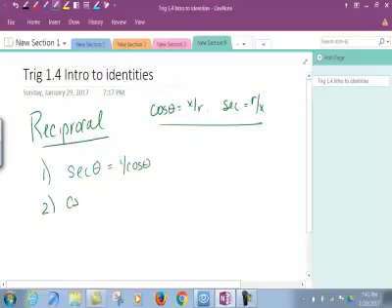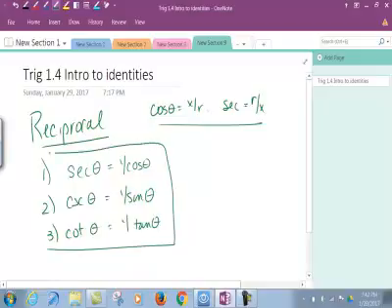Likewise, the cosecant of theta is equal to 1 over the sine of theta, and the cotangent of theta is equal to 1 over the tangent of theta. Okay? So these are the basic reciprocal identities.